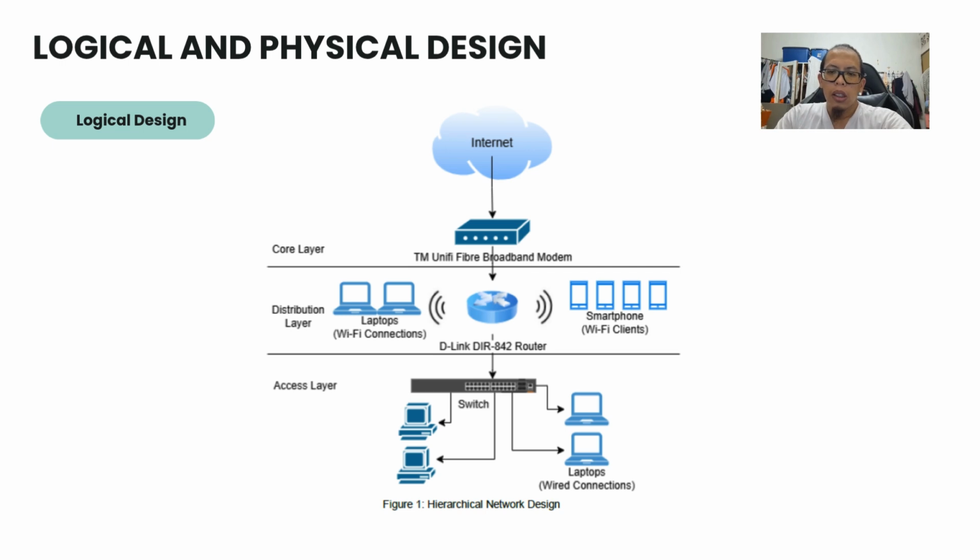Then from the router, it connects to the switch. The switch is on the second floor, so it uses Cat5. All these connections use Cat5 cable. So from the first floor, it connects straight to the switch on the second floor. The switch is connected to the wired devices such as laptops and the desktop PC.